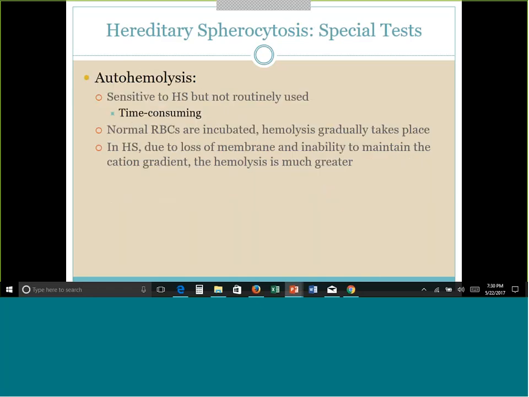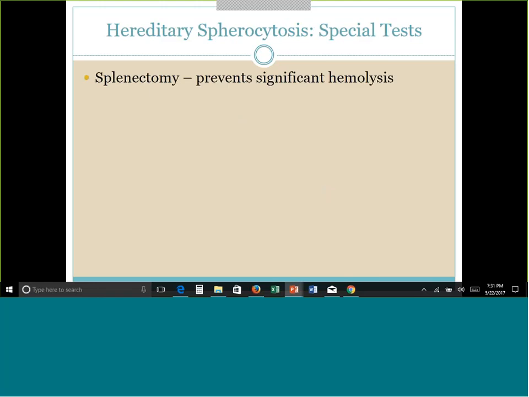There is another test called autohemolysis. I am not going to test you on this. You can ignore this one. It's not really used anymore at all, so just ignore it.